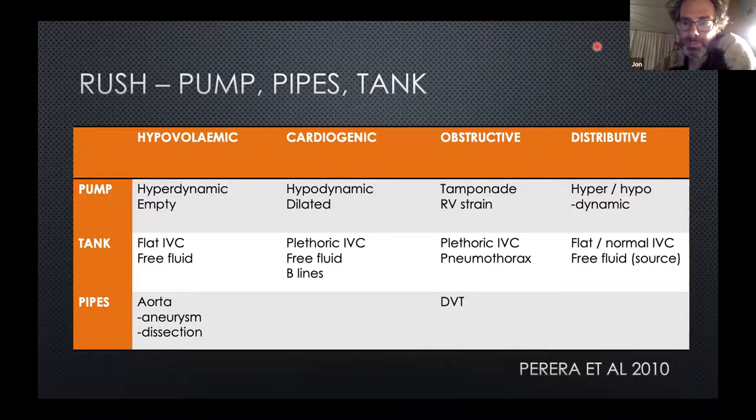And then finally, distributive shock is probably the one subgroup of shock where ultrasound is least useful. Distributive shock is like septic shock or anaphylactic shock. You can see a hyperdynamic or a hypodynamic heart. You can see a flat or a normal IVC. So it's not as useful. But in terms of septic shock, you could potentially identify the source of the sepsis, so it could still be useful from that perspective. You could see a pneumonia or a cholecystitis or a hydronephrosis that's causing urosepsis or something like that. Okay, so that's a conceptual way of thinking about ultrasound in shock.